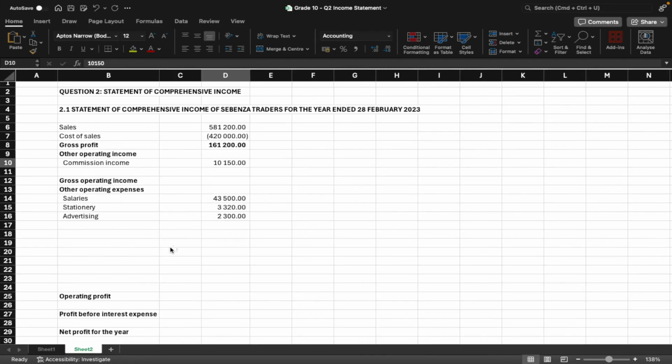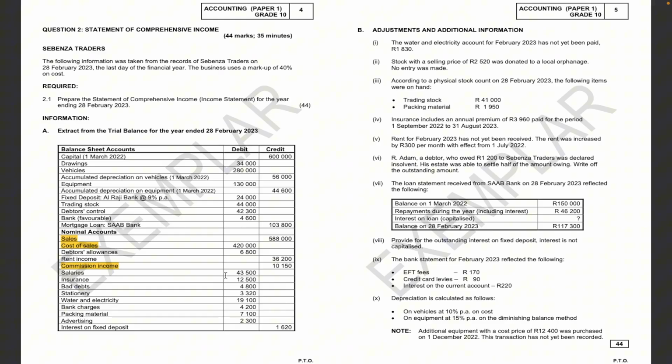Okay, so commission income, and then you can see there's a space for one more income here. So what could that be? Well, let's have a look at our credit side. Remember, all our income will be sitting on our credit side, all our expenses will be sitting on our debit side. That is under the nominal accounts section, right?